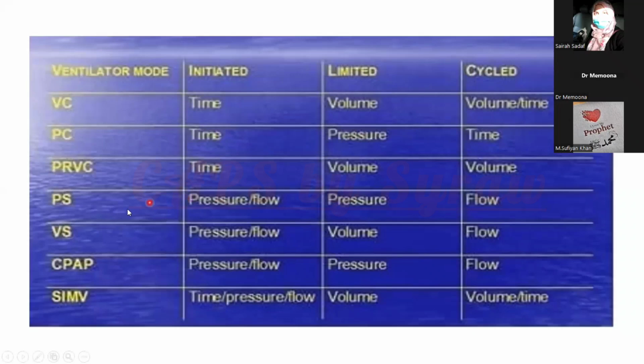Now let's come to the spontaneous modes like PS, VS, and CPAP.